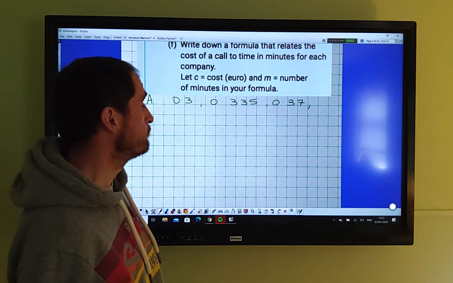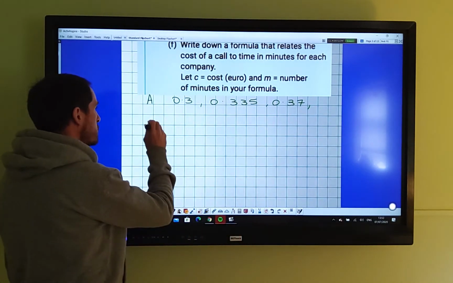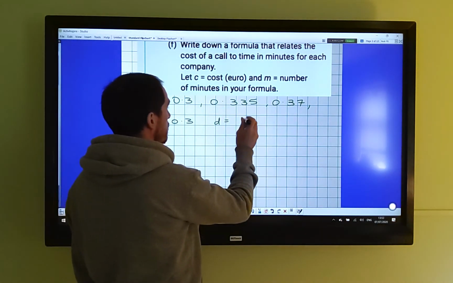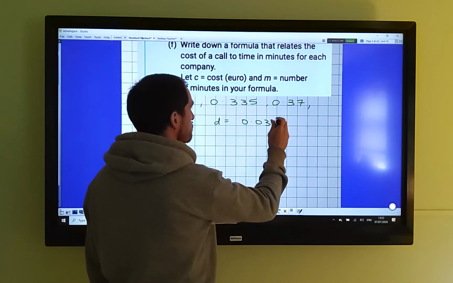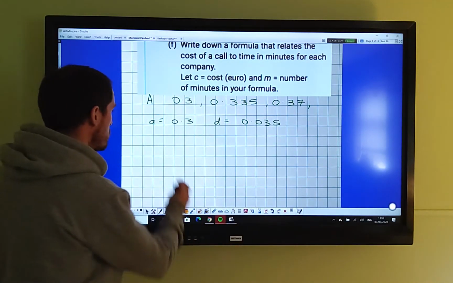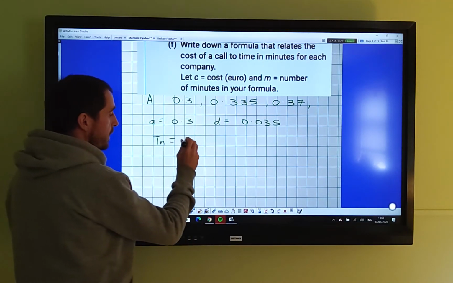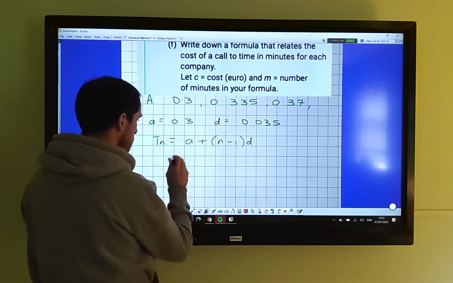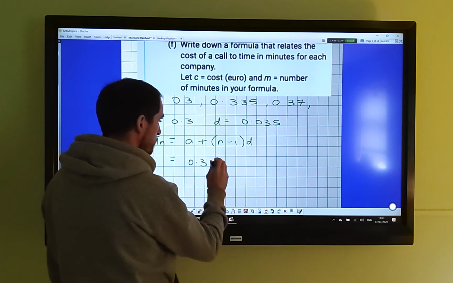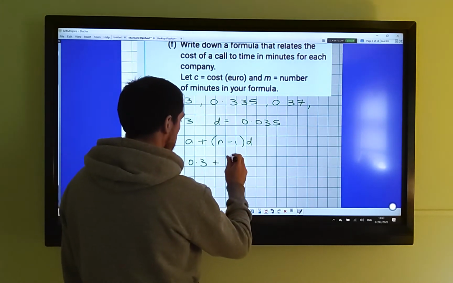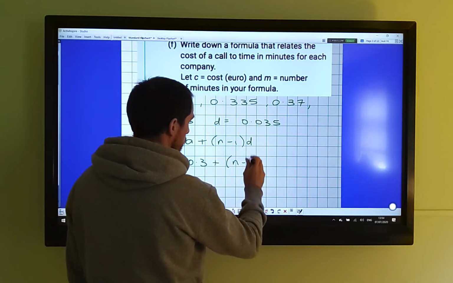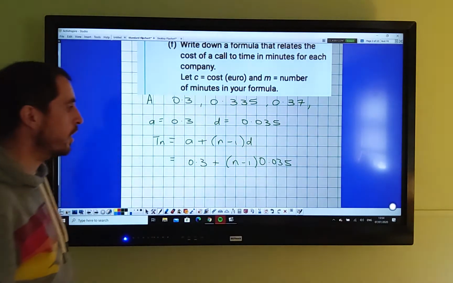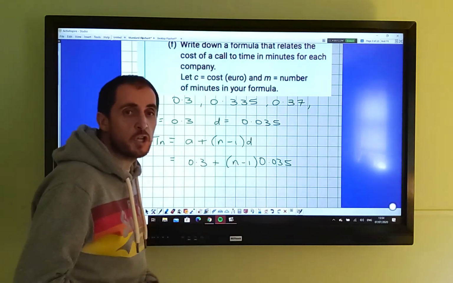So it's 0.035 each time. Okay, so what you'd have here is A is equal to 0.3, and the difference D is equal to 0.035. So therefore, Tn will be equal to A plus n minus 1 times D. So it's going to be 0.3 plus n minus 1 times 0.035. Now, that's how you normally do it, but we have to be careful here because we don't need the minus 1.